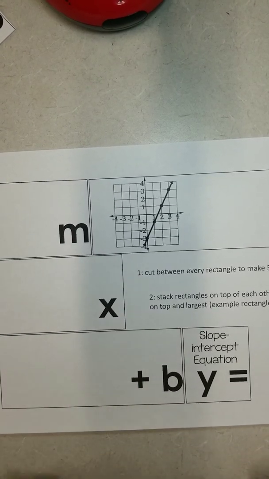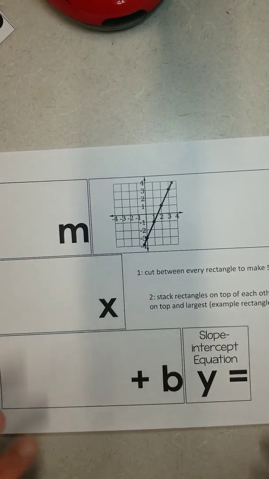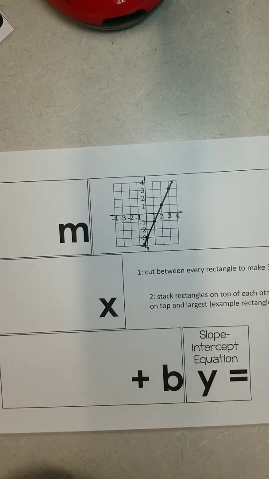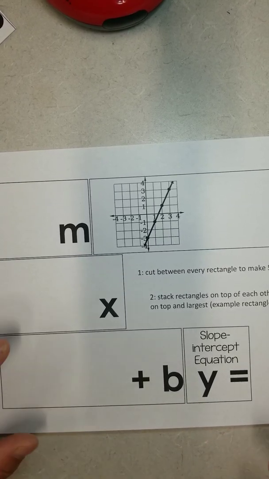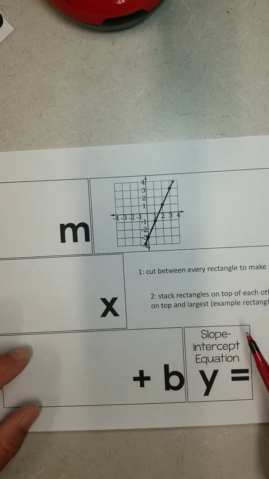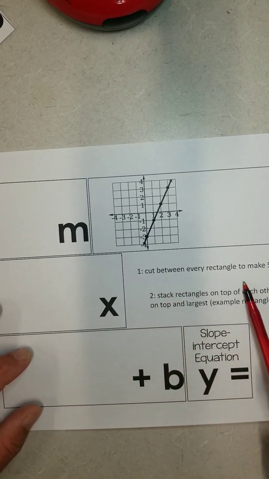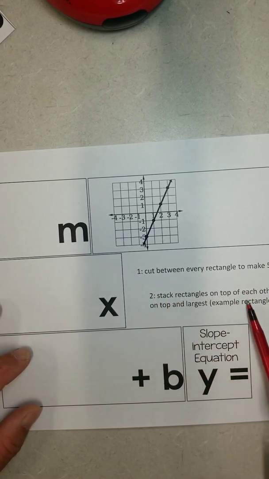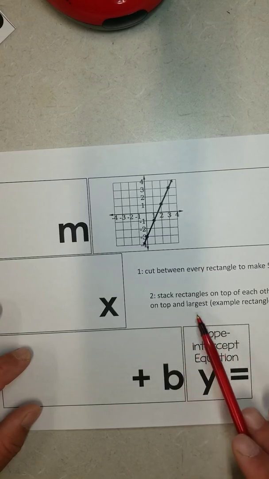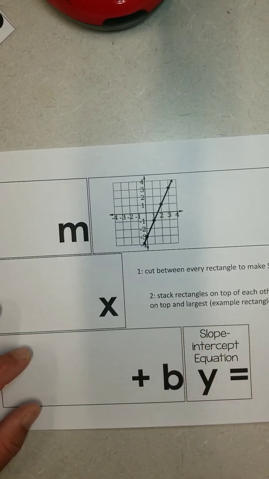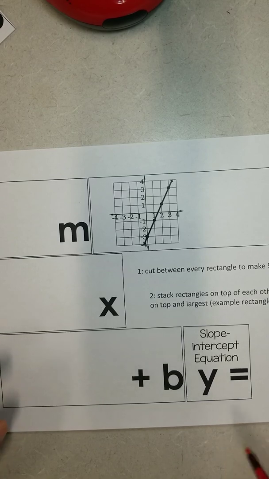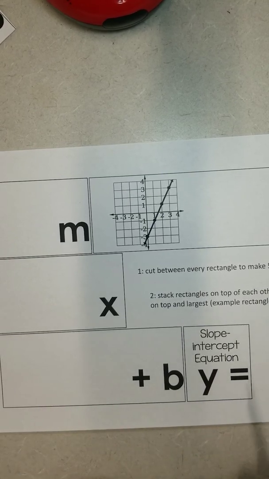All right, we're going to start with this foldable. This is for slope intercept form. We'll get started on this. After we fill this, we will cut it all out. It says cut between every rectangle, make 5 rectangles, stack rectangles on top of each other, smallest on top and largest on bottom, staple together on this left edge. And I'll show you how to do that after we finish filling it out.